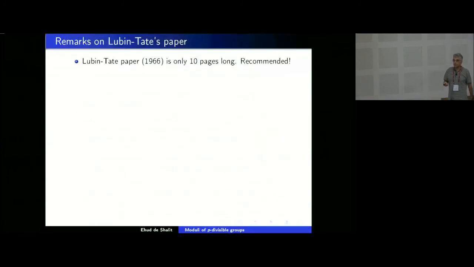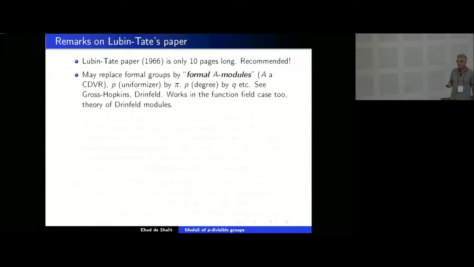So the remarks are, first of all, read the paper, it's recommended. The whole theory extends to formal A-modules if A is not Z_p now, but any complete discrete valuation ring. P as a uniformizer is replaced by pi, the uniformizer of A, and p as the degree is replaced by some power of p, which is q, etc. And this was done by Gross and Hopkins and Greenfield. And in fact, it works in the function field case too, if A itself is in characteristic p. And this leads to the important notion of Drinfeld modules.